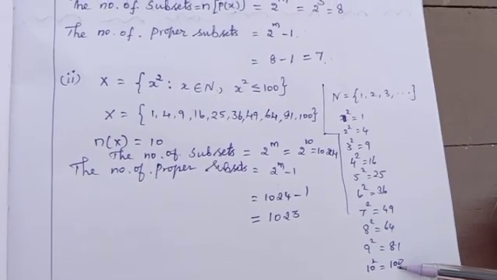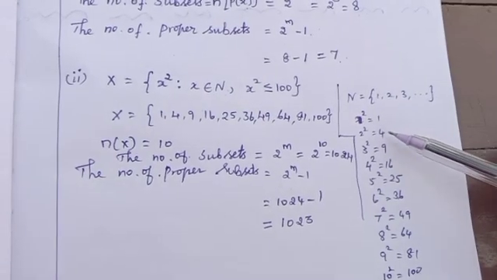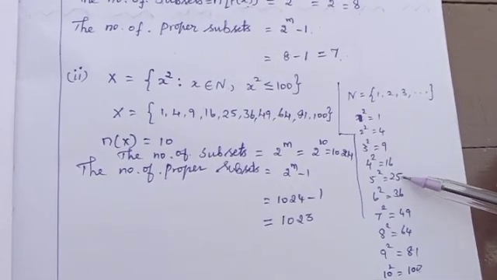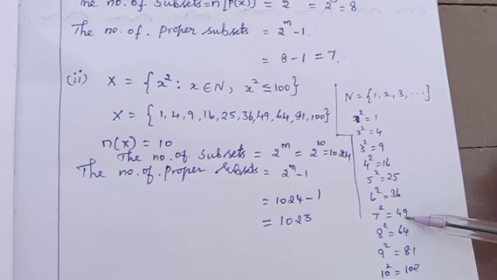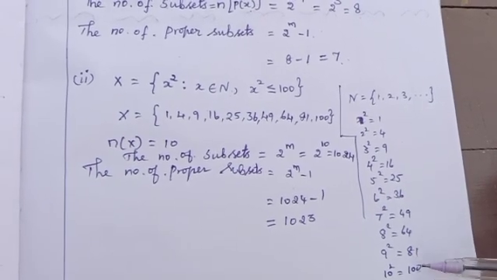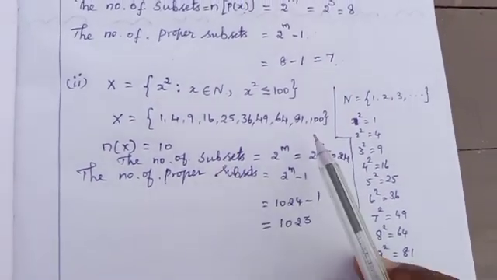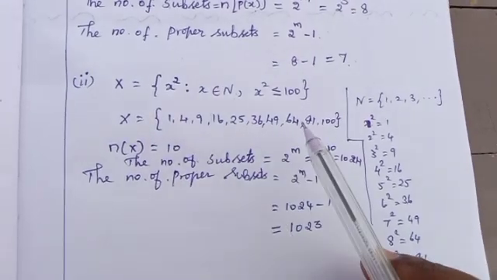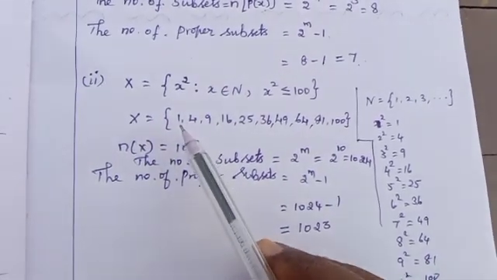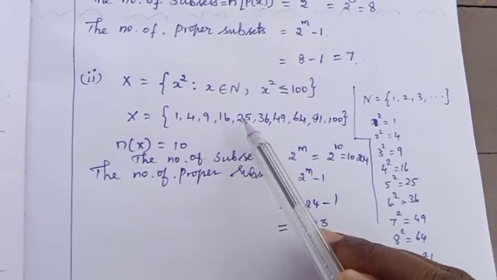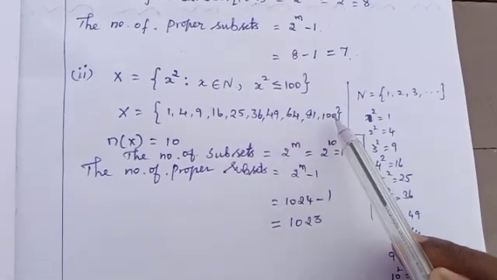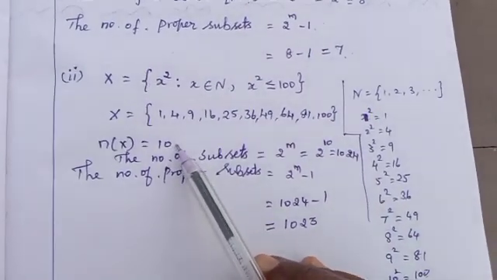Okay, students. Now write 1, 4, 9, 16, 25, 36, 49, 64, 81 and 100. Now you have to find the number of elements in this set. How many are there? 1, 2, 3, 4, 5, 6, 7, 8, 9, 10. So n(X) is equal to 10.